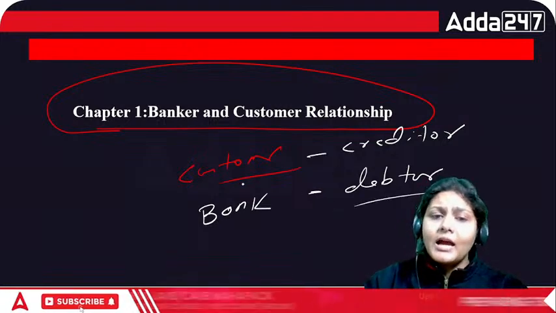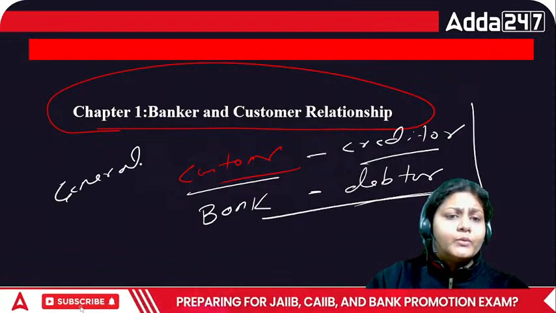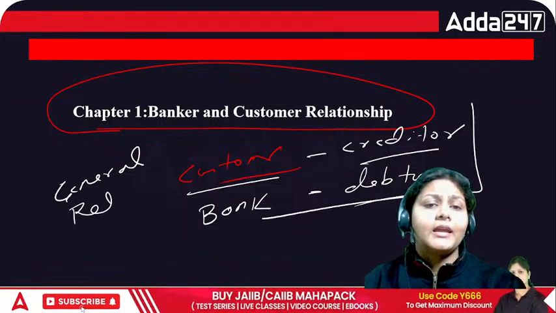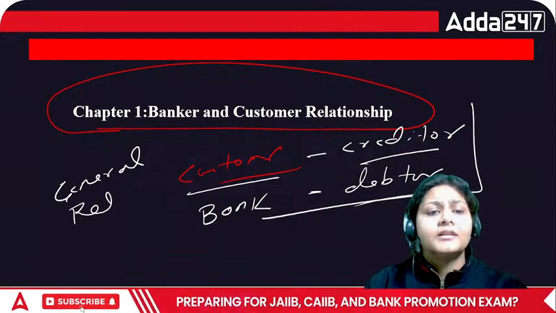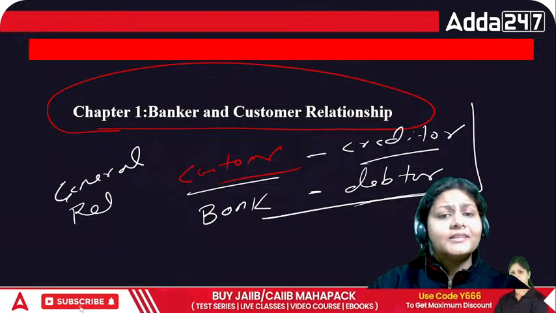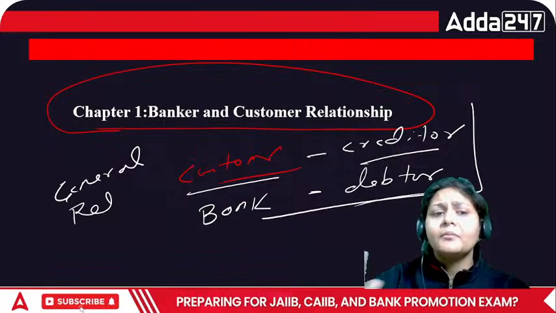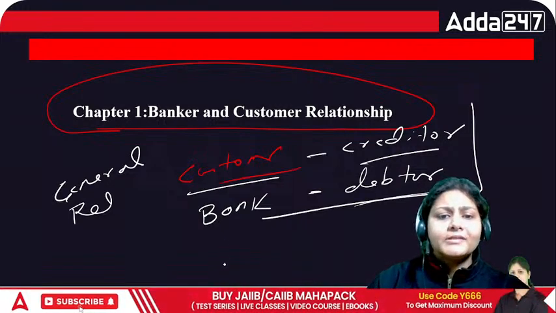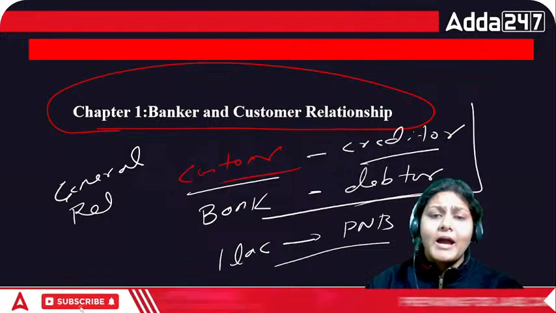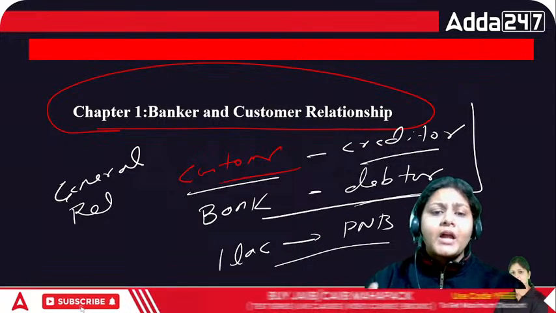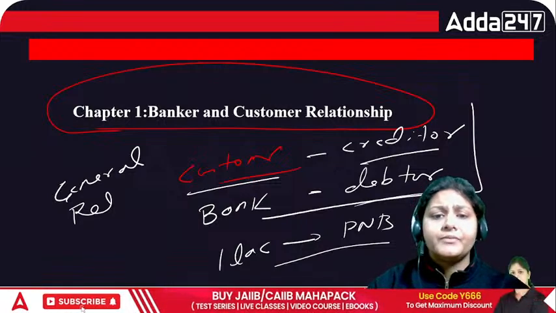I am the customer and I am the creditor. So this is the general relationship between the banker and customer, according to the NI Act and according to the Contract Act. Now this money is with the bank, so the bank becomes the debtor. Now the bank can utilize that amount in the way they want. I have opened my account in the Punjab National Bank and deposited 1 lakh rupees. In that case, I became the creditor and the bank became the debtor.